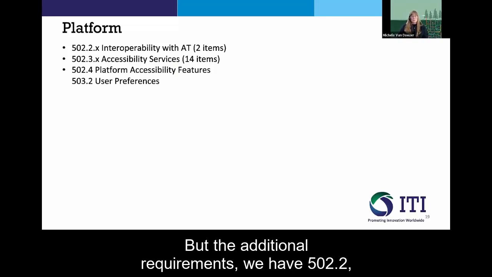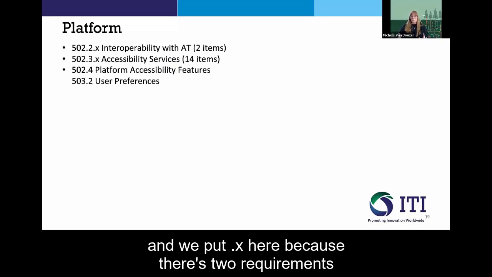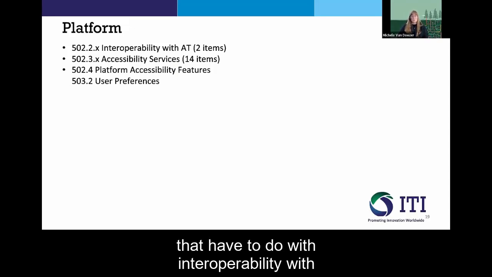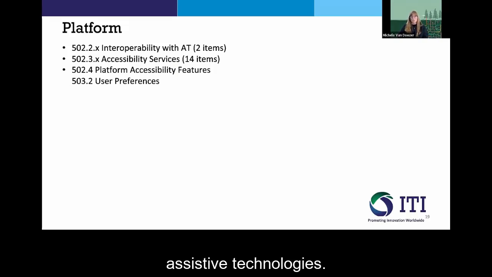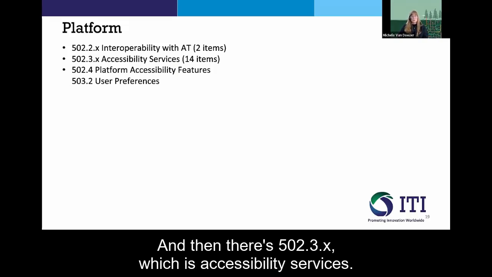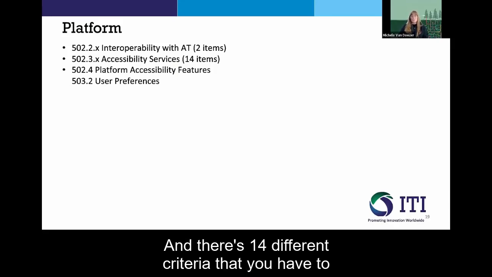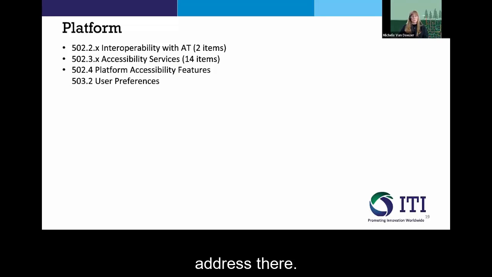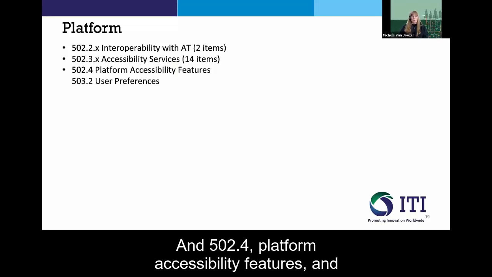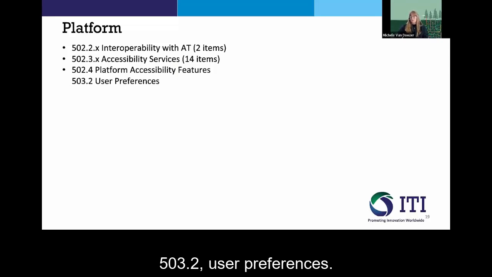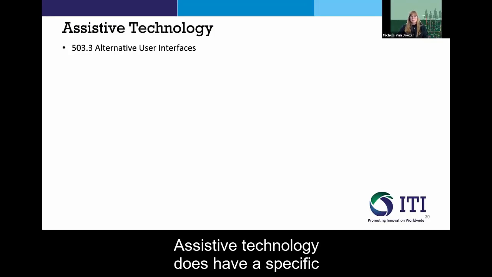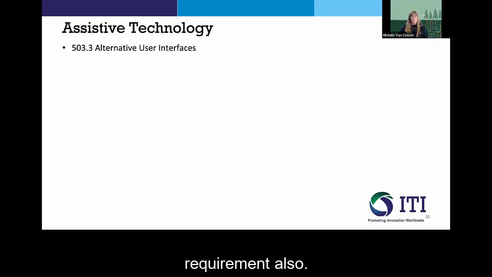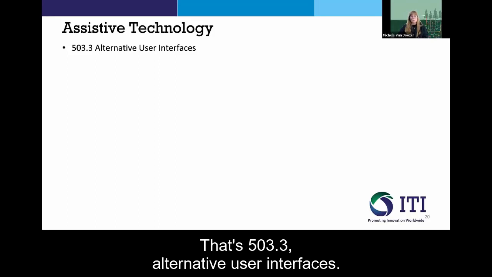The additional requirements: we have 502.2.x, and we put .x here because there are two requirements that have to do with interoperability with assistive technologies. And then there's 502.3.x, which is accessibility services, and there are 14 different criteria that you have to address there. And 502.4, platform accessibility features, and 503.2, user preferences. Assistive technology does have a specific requirement also. That's 503.3, alternative user interfaces.